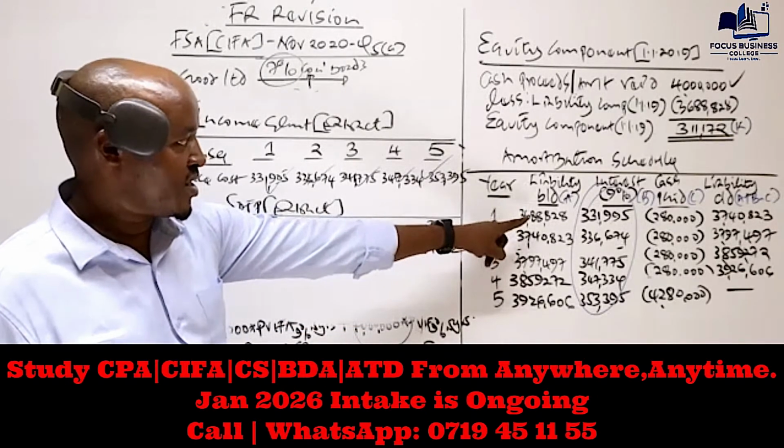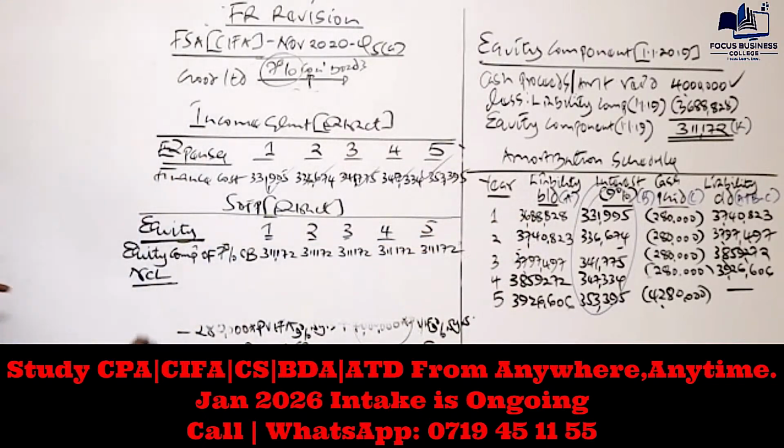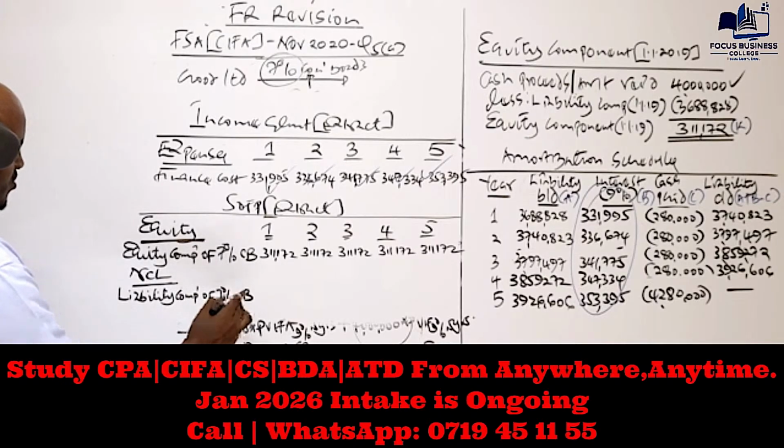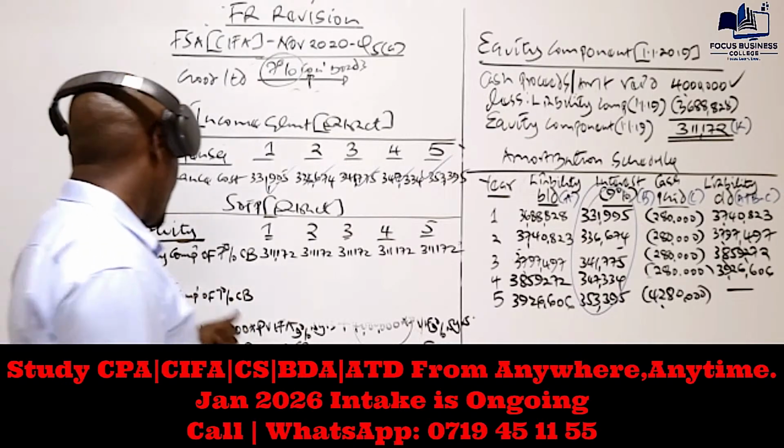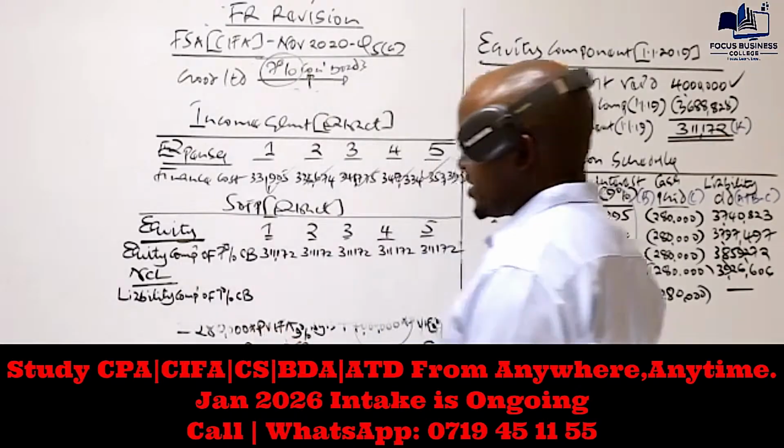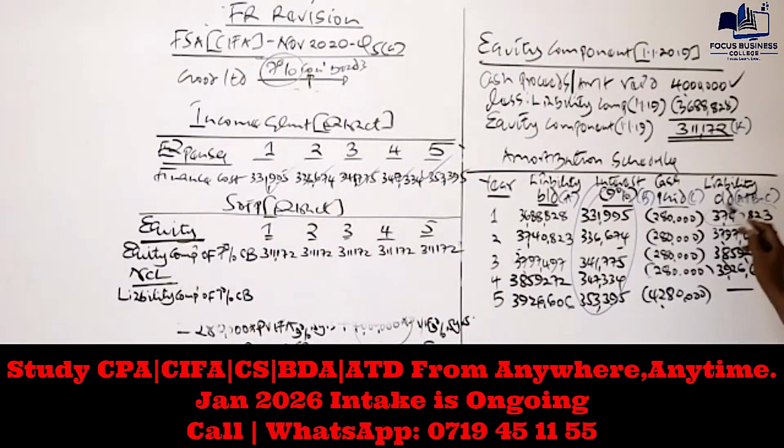This liability component will be recognized here as part of the liabilities, basically as part of the non-current liabilities. So under the non-current liabilities, our company recognized the liability component of 7% convertible bonds. And basically that is what we have here.